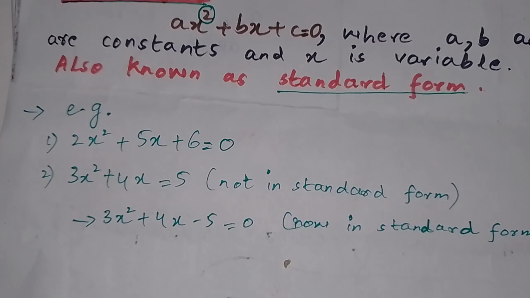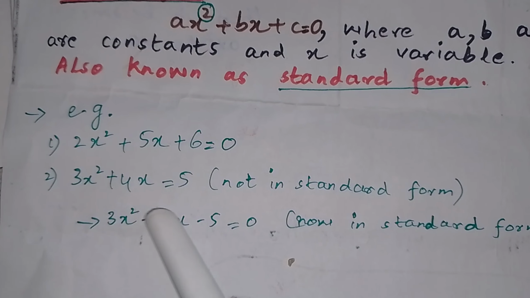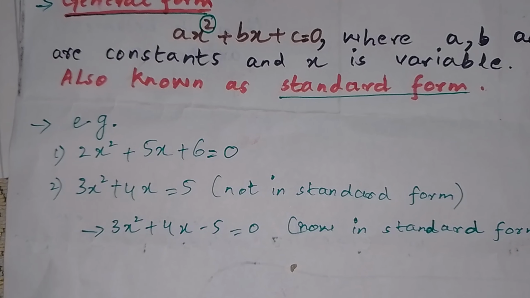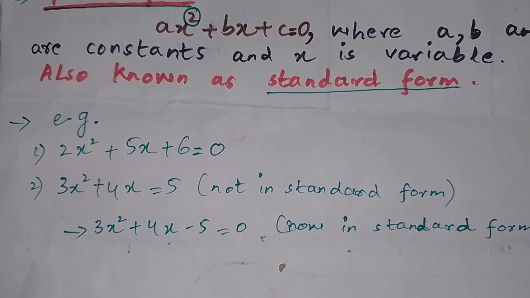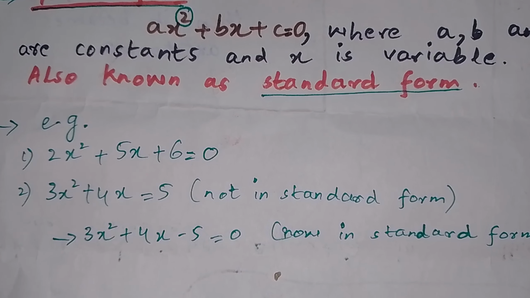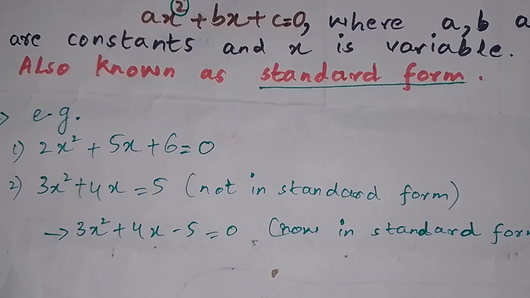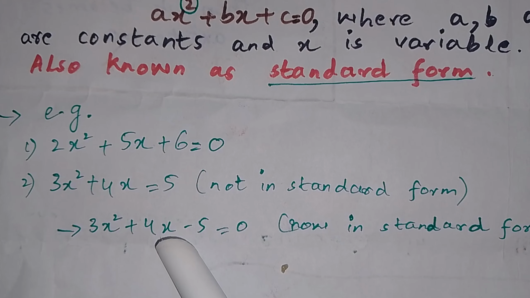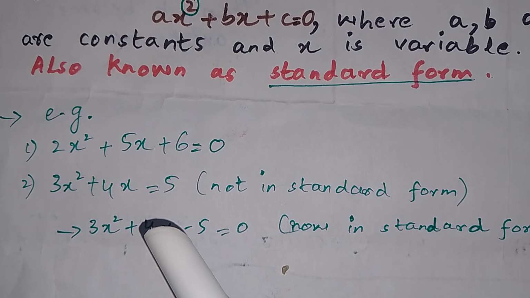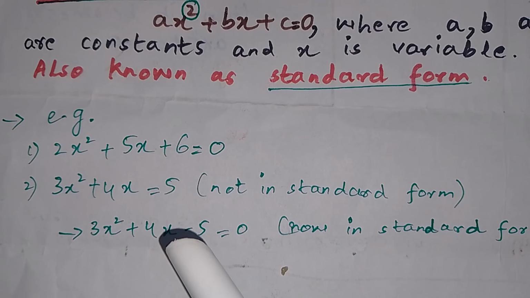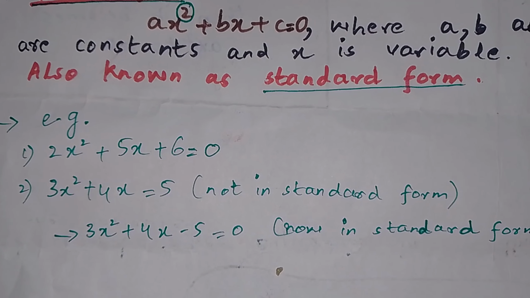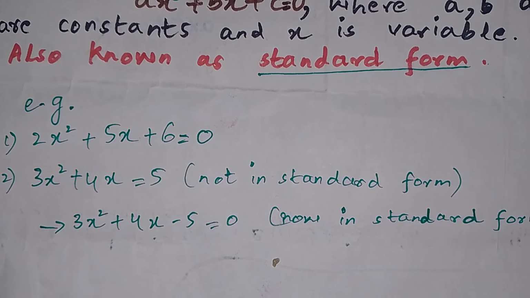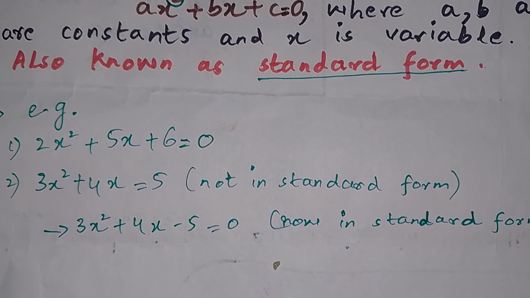Now have a look at example number 2, that is 3x square plus 4x is equal to 5. It is a quadratic equation because it has degree 2, but it is not in standard form because the constant is on the right side, and we have discussed its general form as ax square plus bx plus c is equal to 0. It is also known as a standard form.